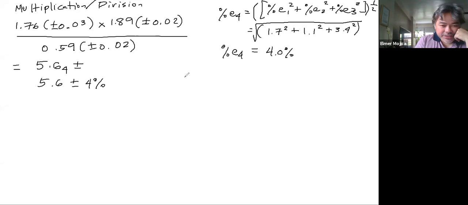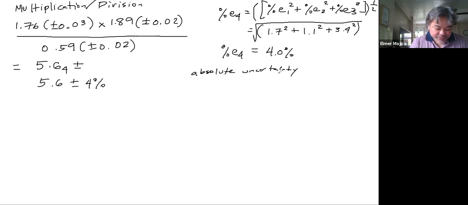Now, if you want to get the absolute uncertainty, all you need to do is take the 4% and multiply it with 5.64. So you will get around 5.6 plus or minus 0.2.